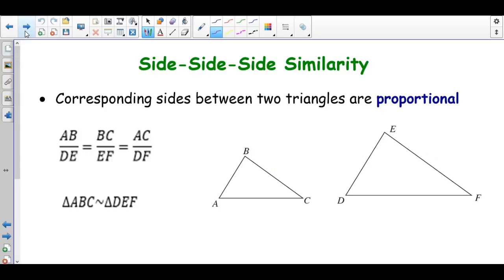So we have these corresponding sides between two triangles that are proportional. From this diagram, side AB would correspond to side DE. That ratio of side lengths would be equal to the ratio of BC to EF, and that would be proportional to AC over DF. If that were true, then you could say that triangle ABC would be similar to triangle DEF, because the side ratios are proportional. I'll go through an example of one of those.